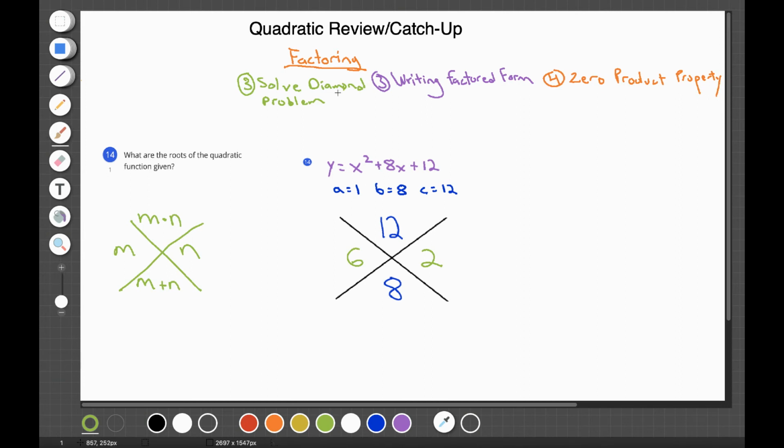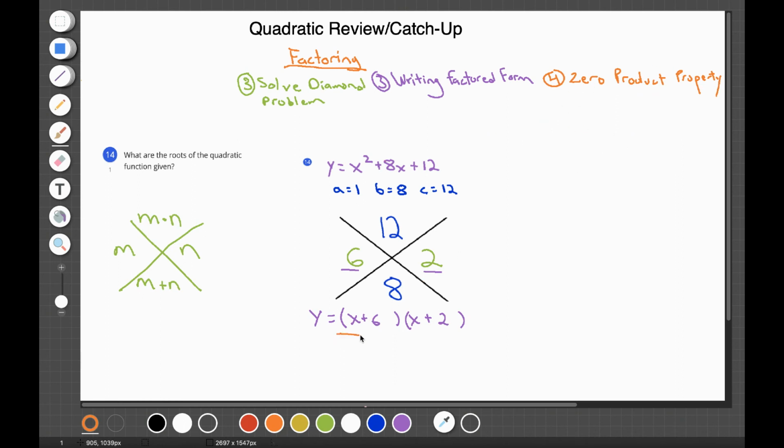Okay, now we can go into our third step, writing the factored form. So if we write the factored form, that would look like this. So hopefully this starts to become sort of second nature. Remember, it's going to kind of look like this with the x in the beginning of each of these parentheses. We have a 6 here, so that 6 goes here. We have a 2 here, so that 2 goes here. And it never would have mattered if these are flipped. If you have x plus 2 times x plus 6, that is okay. Doesn't matter what order.